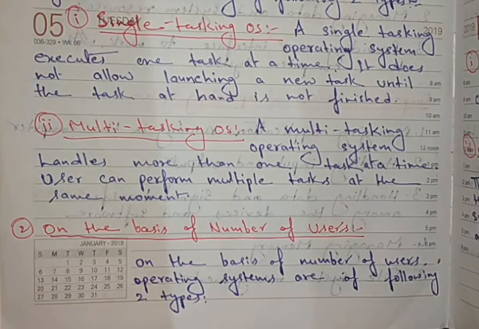Some other types of operating systems are, the first one, network OS. This operating system manages sharing of resources and communication over networked computers. Examples of network OS are Unix, Ubuntu Server, Linux, etc.